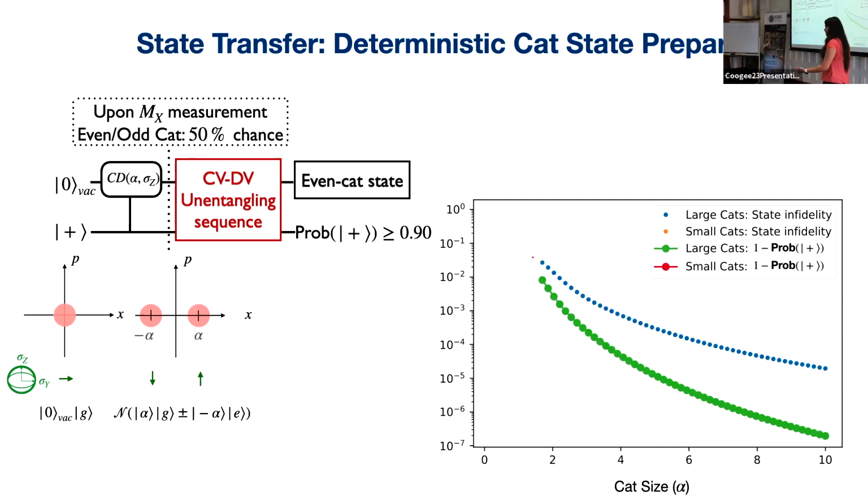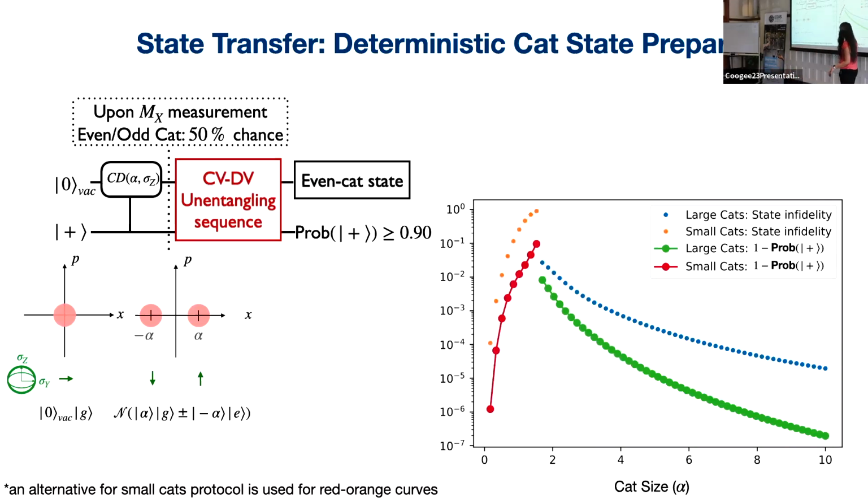Now, you would think that, oh, this works only for large cats. What about small cats? What about this region? I won't discuss this protocol, but I have a protocol to do that as well, and that essentially looks like this. So for the small cats, again, the one minus probability and the state infidelity go all the way down to 10 to the minus 6.